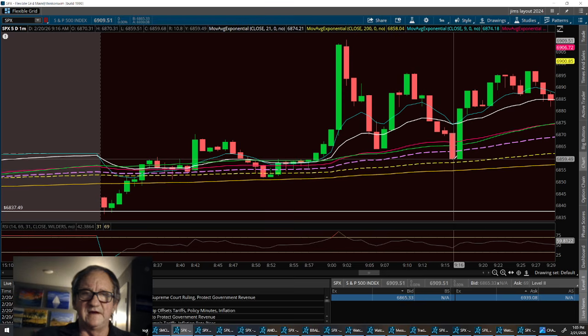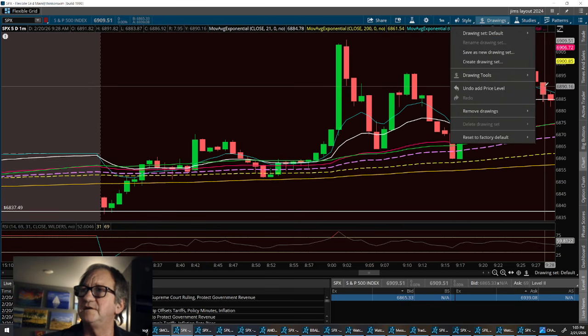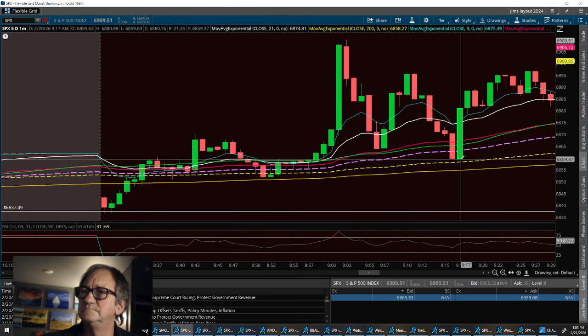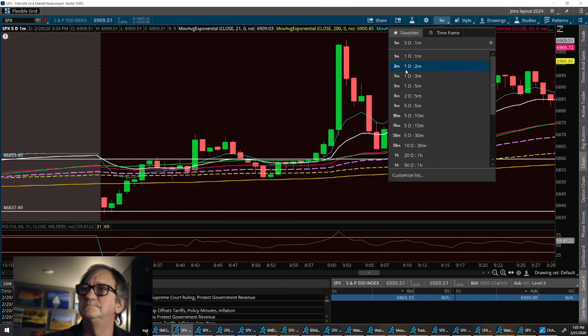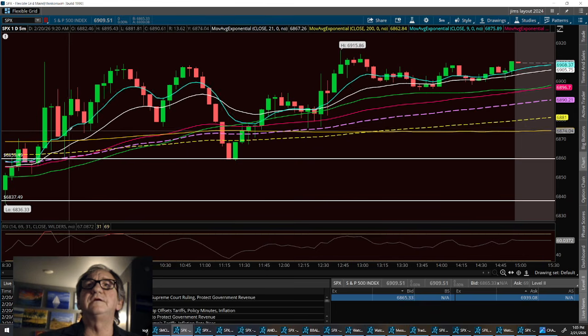So I'm using fine tuning to find the best entry to take the trade using the 5 minute. So this was approximately right at 9:16. I'm going to put a price line on that at 9:16. Now I'm going to go to the 5 minute, and I'm going to find out where 9:16 was, which was right here.